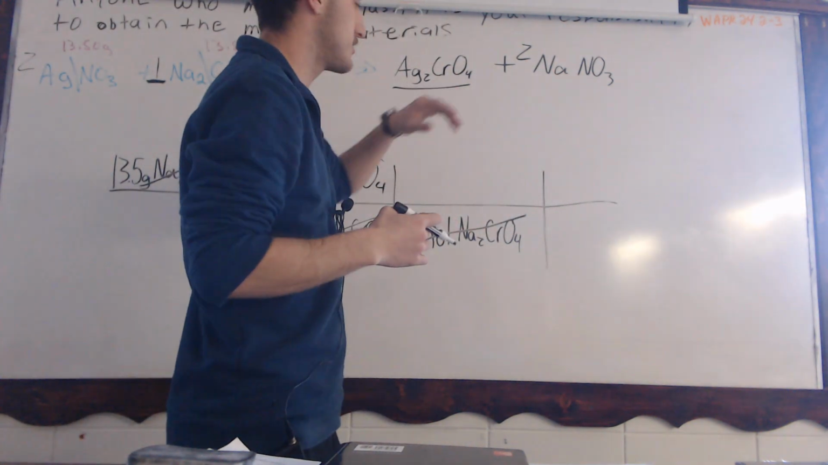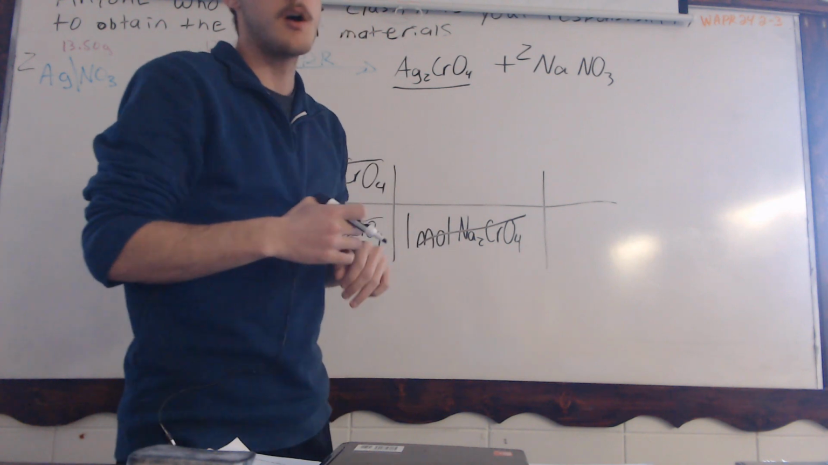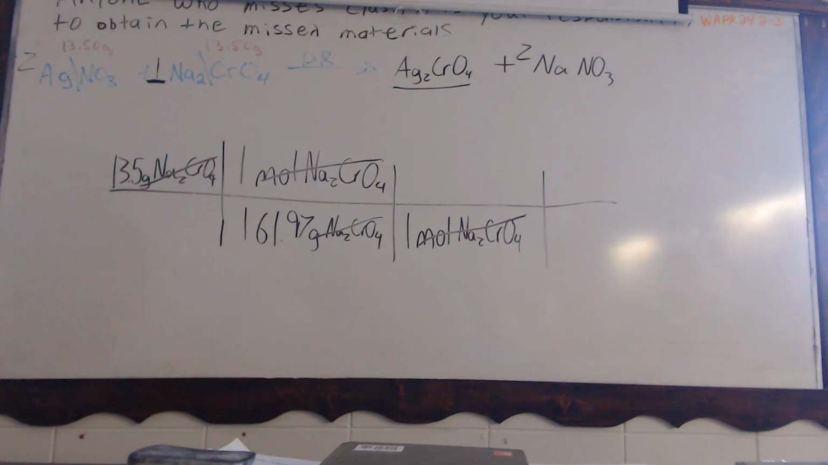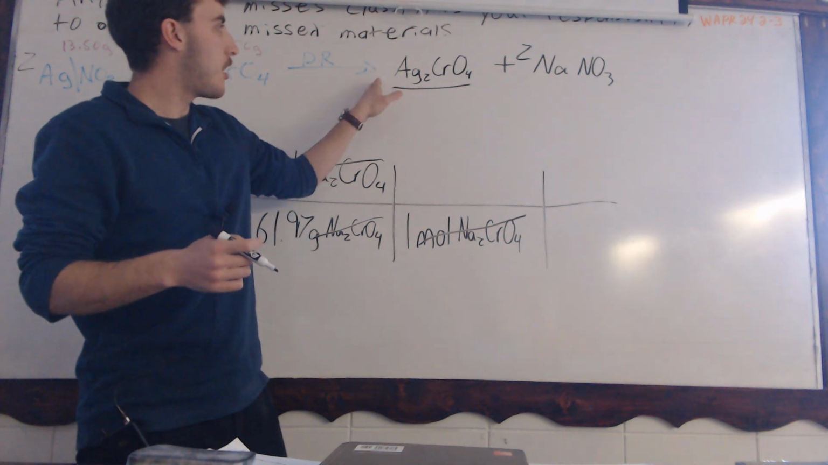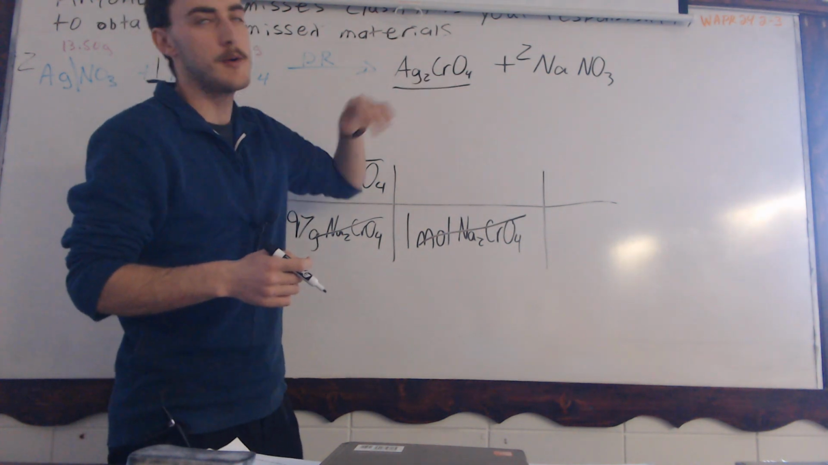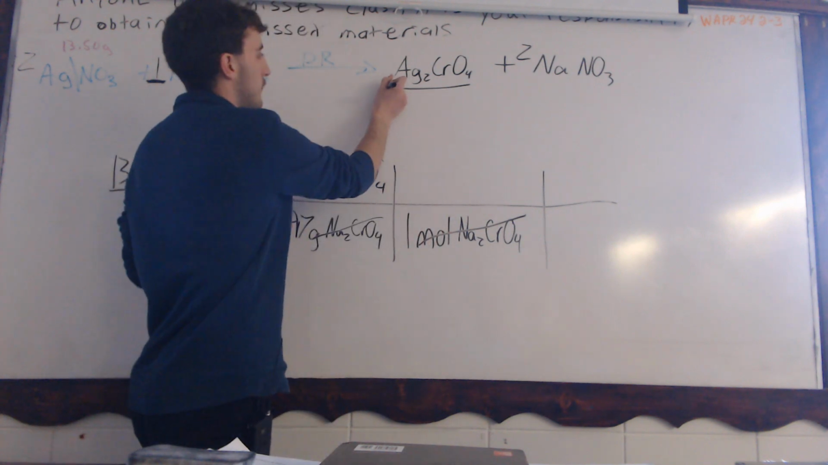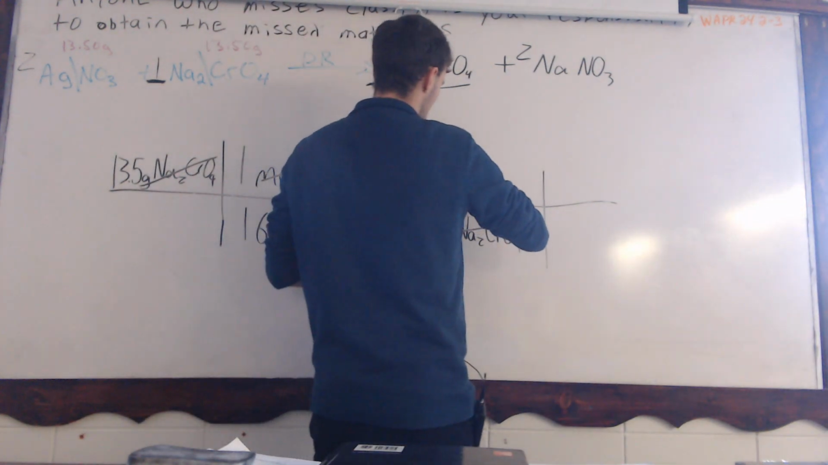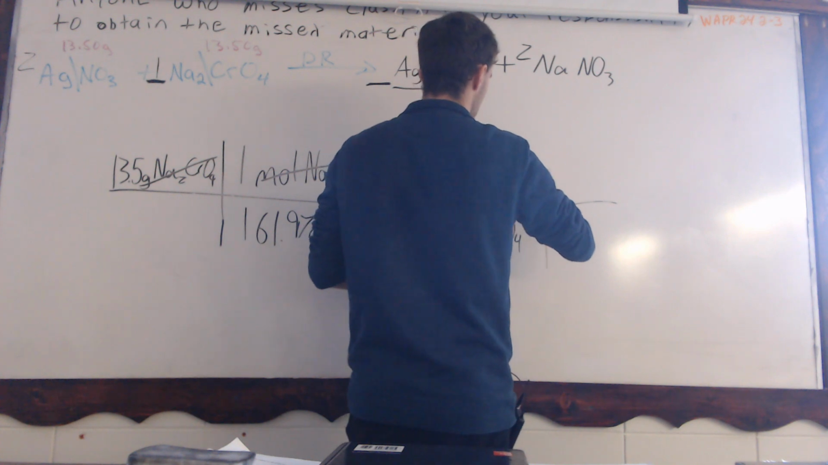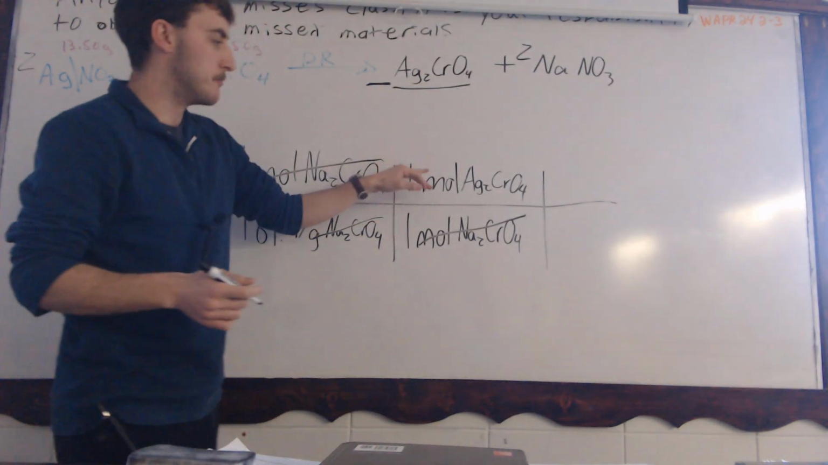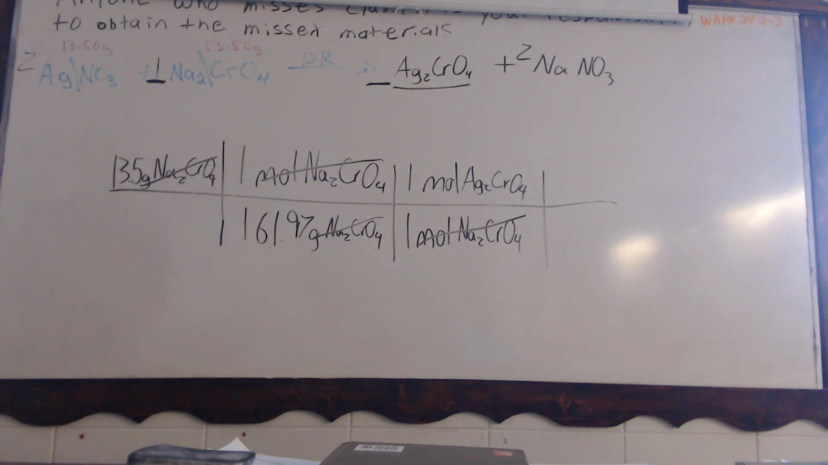Okay, let me backtrack. Let's come back to the problem. Guys, pay attention. So we've got 1 mole of sodium chromate, and we're going to compare it to our silver chromate. How many moles of silver chromate do we have? 1. And we can only compare moles to moles of different compounds. So that needs to cancel out because we don't want to end up with moles.